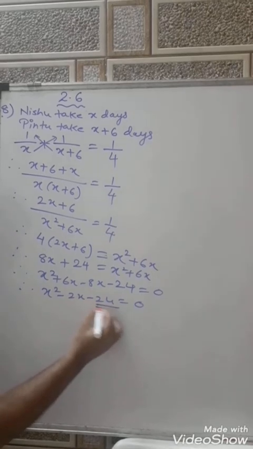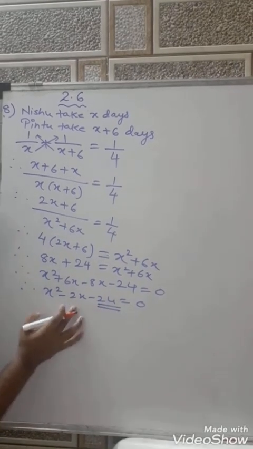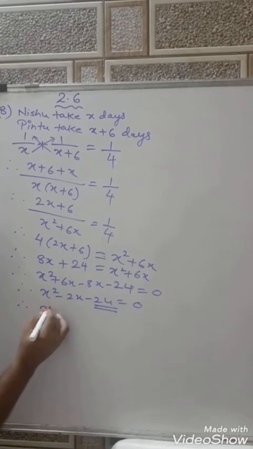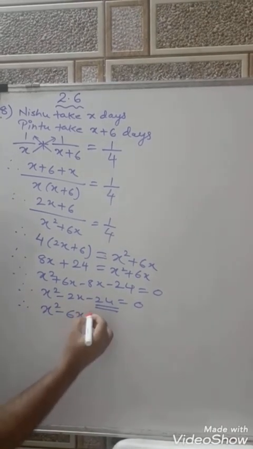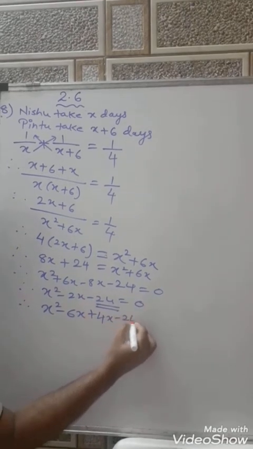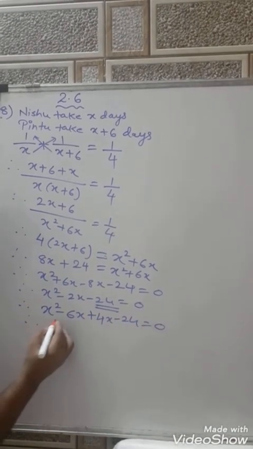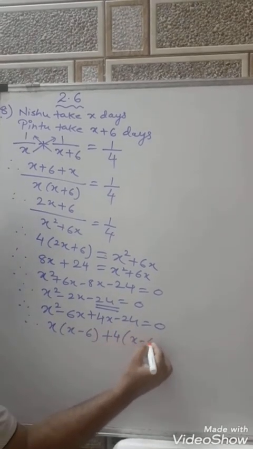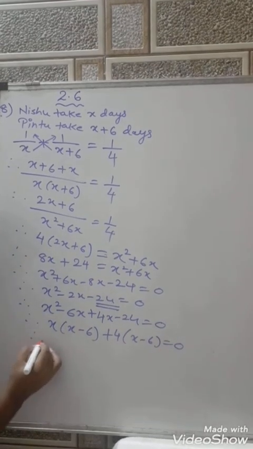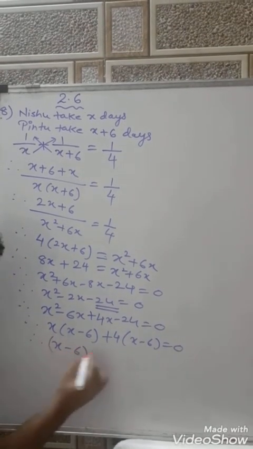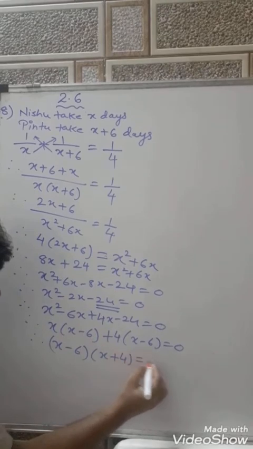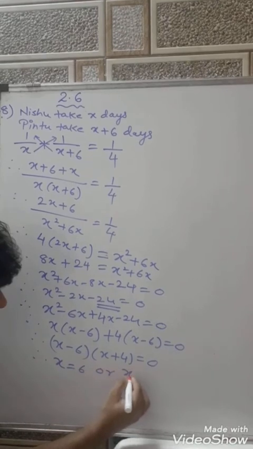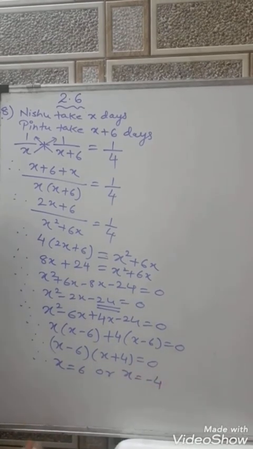Now you need two numbers whose product is 24 and difference is 2. So that is 6 and 4. So x square minus 6x plus 4x minus 24 equals 0. Taking x as common, x minus 6, and 4 as common, so x minus 6. So x minus 6 in one bracket and x plus 4 in the other bracket. So x equals 6 or x equals minus 4.